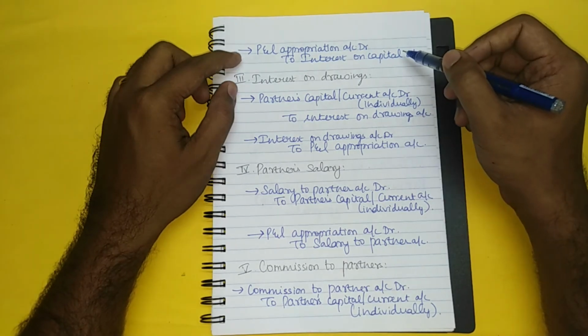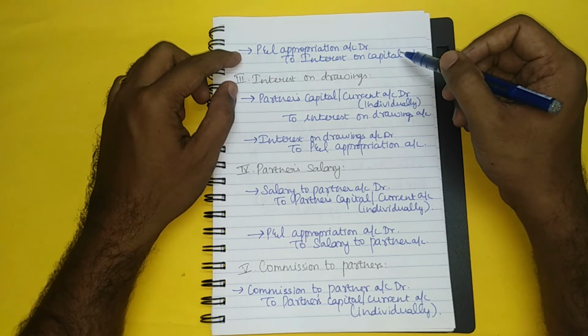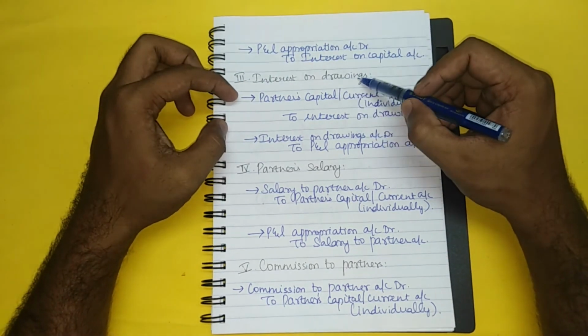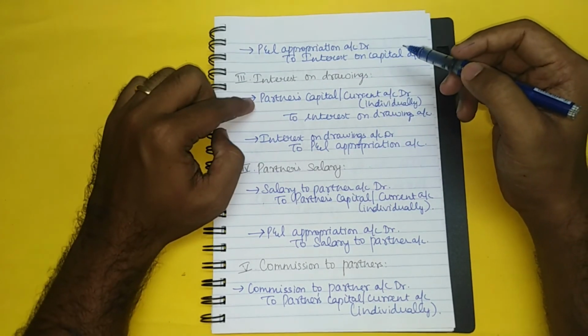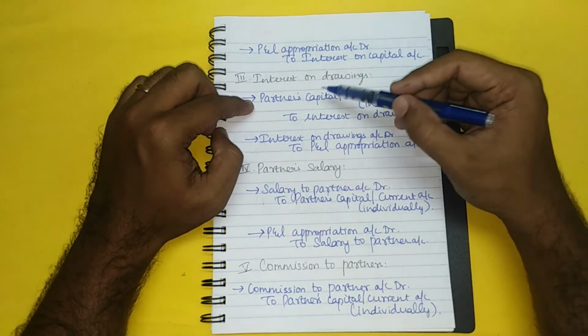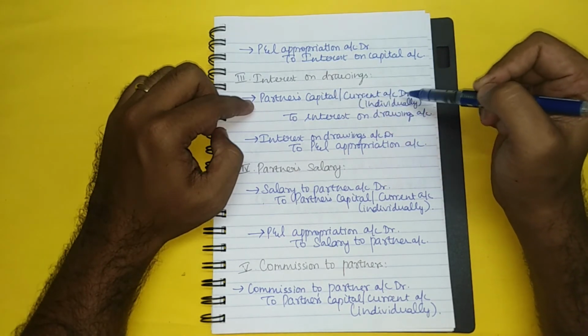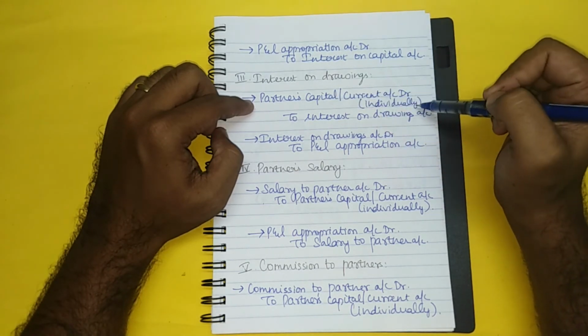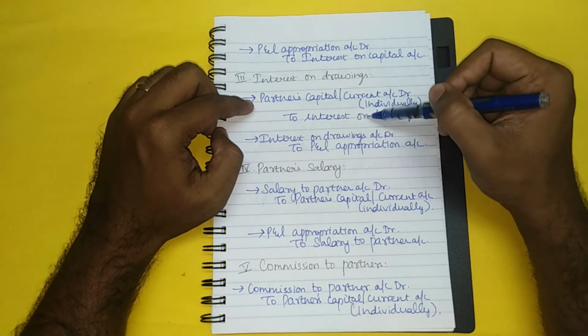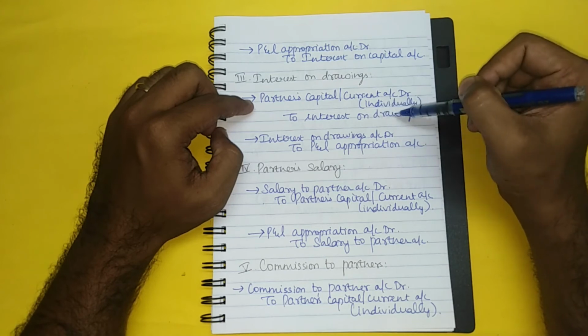As a result, we are writing off the interest on capital to the Profit and Loss Appropriation account. The next two entries relate to adjustments for interest on drawings. The first entry is for charging interest on drawings to partner's capital account. So the entry is partner's capital or current account debit, which needs to be debited individually, to interest on drawings account. Interest on drawings is an income to the firm, so we are crediting it.